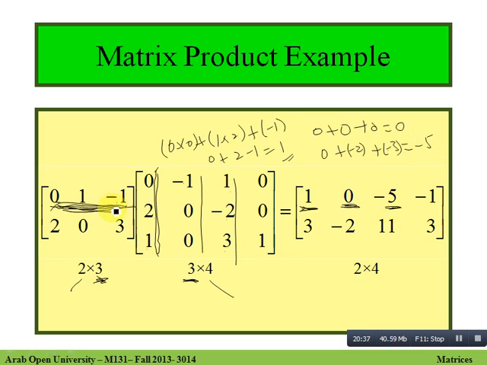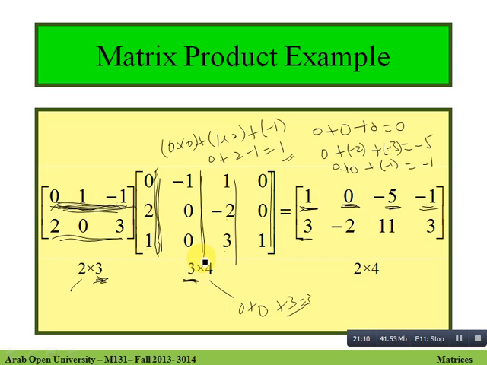And the last element, first row, last column: 0 into 0, 0, plus 1 into 0, 0, plus 1 into minus 1, minus 1. So the result is minus 1, the last element. In the same fashion for the second row, first column: 2 into 0, 0, plus 0 into 2, 0, plus 3 into 1, 3. So the result is 3. Then second row, second column.